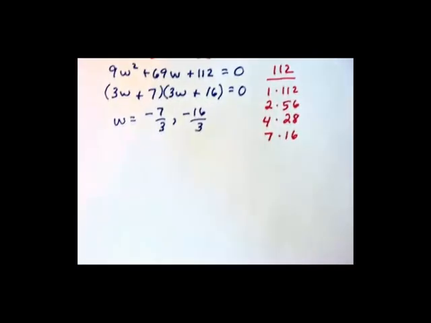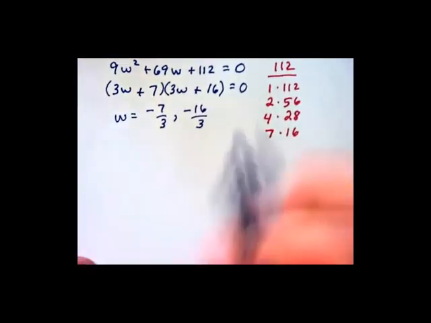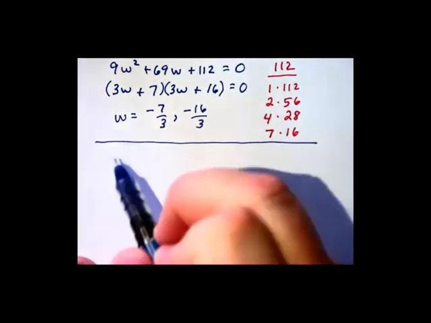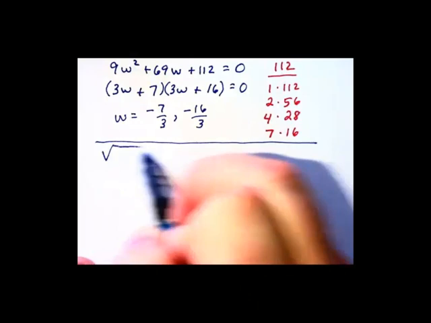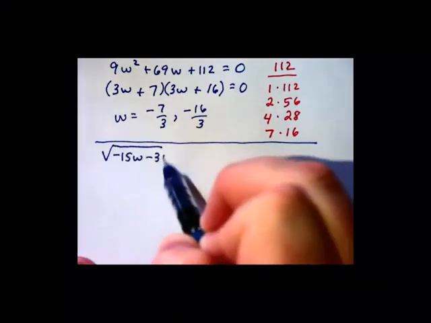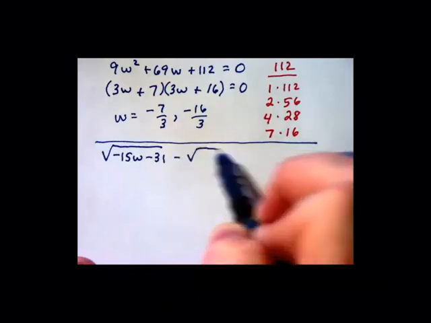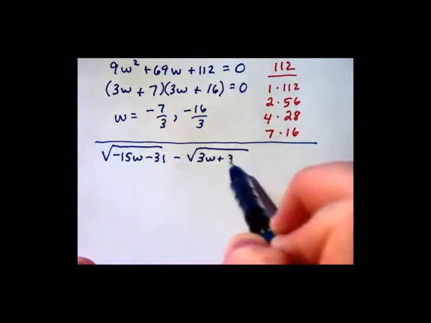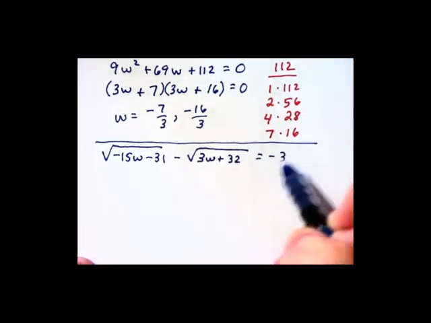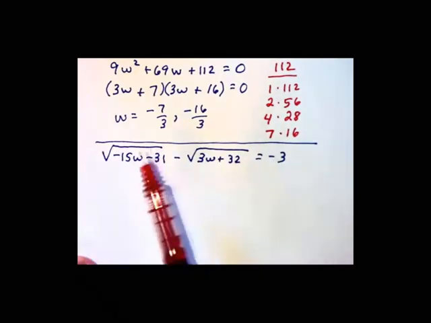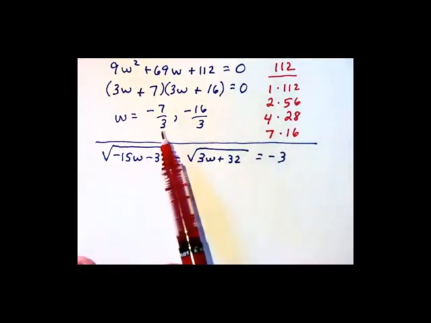Now, so that I can check this easily, I'm going to rewrite my problem down just beneath this line here. We had at the original outset of this problem the square root of negative 15w minus 31 minus the square root of 3w plus 32 equals negative 3. So there's our original problem rewritten there. Now, I know we don't like to do this, but we're going to have to do this by brute force.